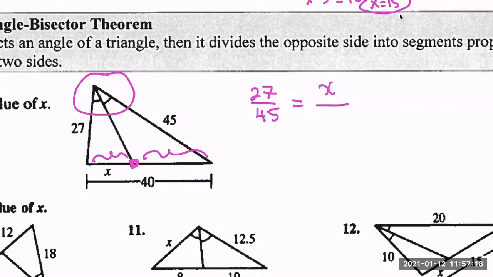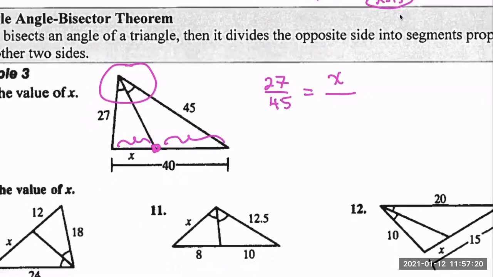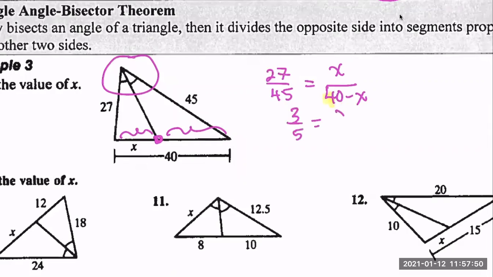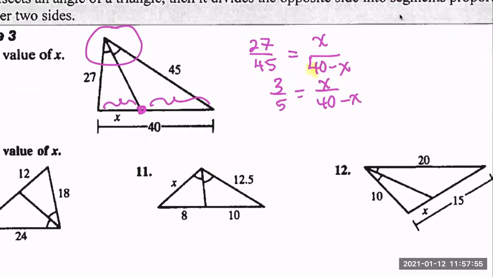Good, Christian. Very nice, you guys. So the total of both segments is 40. So if this is x, this would be 40 minus x. Oops. I think I typed something in accidentally. So 40 minus x. Both 27 and 45 reduce by 9. So you guys get 3/5. Make that adjustment first so it's easier for you guys to work with those numbers. And then continue to solve the rest of the way for that.